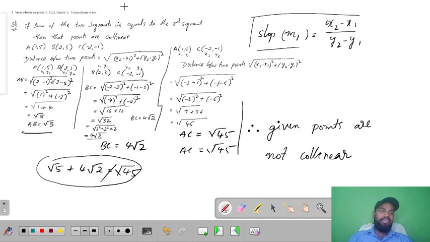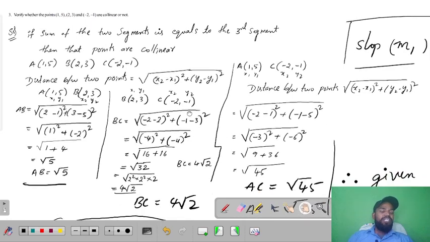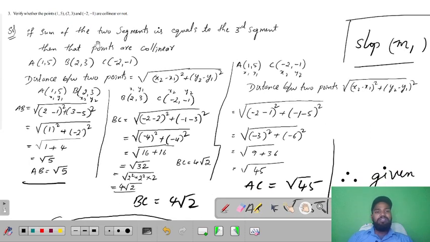Okay, can I explain once again? I will explain it. So verify whether the points 1 comma 5, 2 comma 3 and minus 2 comma minus 1 are collinear or not. If the sum of the two segments is equal to the third segment, then the points are said to be collinear. This is the condition.